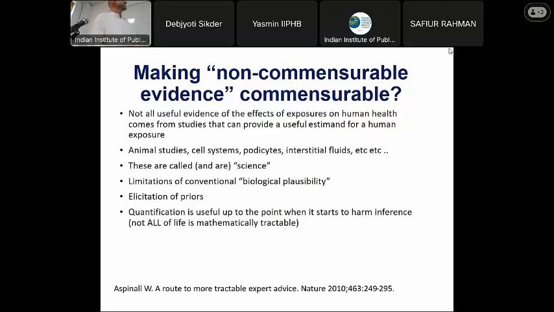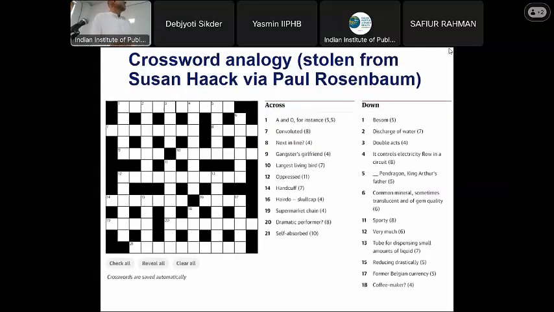So quantification is useful up to the point when it starts to harm inference. Some things don't add quantitative estimates to what you're doing, like some negative control studies, which won't give you a quantified effect estimate, but they do give you a notion of the plausibility or not of your outcomes. And I like thinking of triangulation as being like a crossword puzzle, because in an extensive triangulation of evidence, it isn't just things which intersect directly with what you're trying to estimate that give you support. It's things which actually support some of those intersecting things.